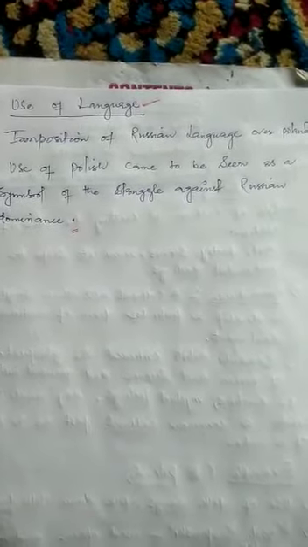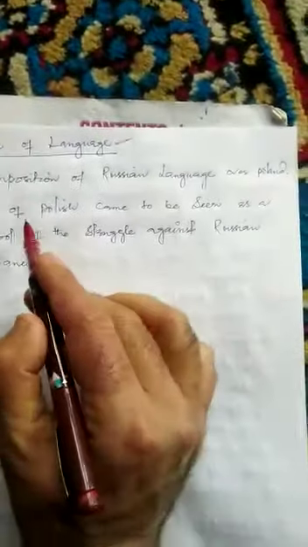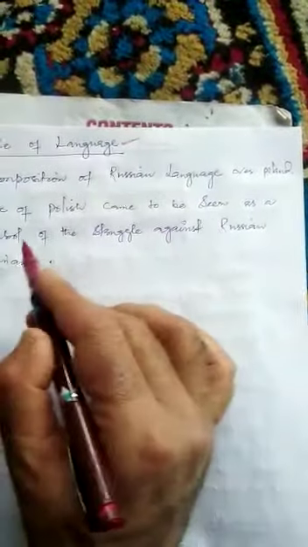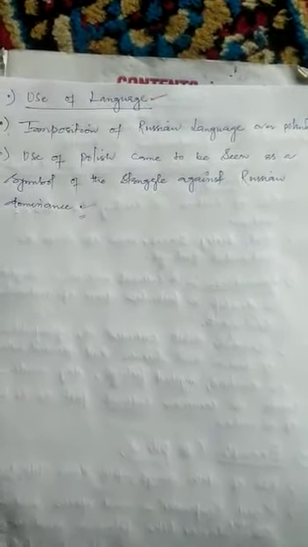But what did the Polish people do against the Russian domination? The use of Polish came to be seen as a symbol of struggle against the Russian dominance. The Polish people kept their nationalist sentiment alive in their hearts. They used that very language, their own language, the Polish language, as a symbol of struggle against the Russian domination. So they used it as a tool to liberate themselves from the Russian domination.